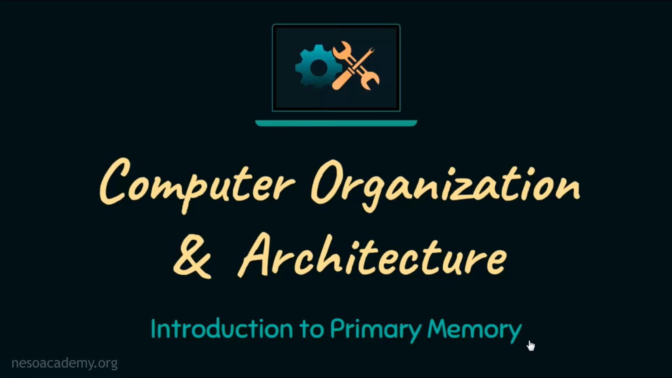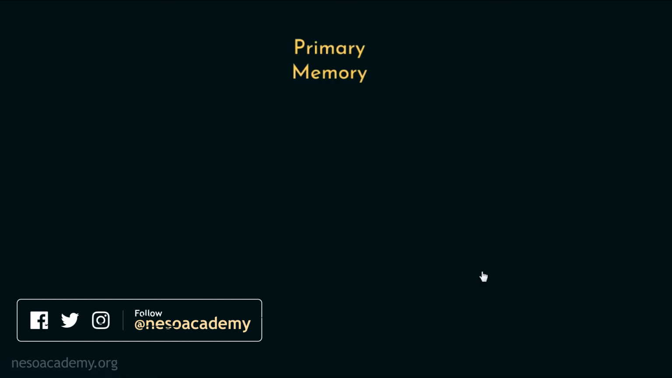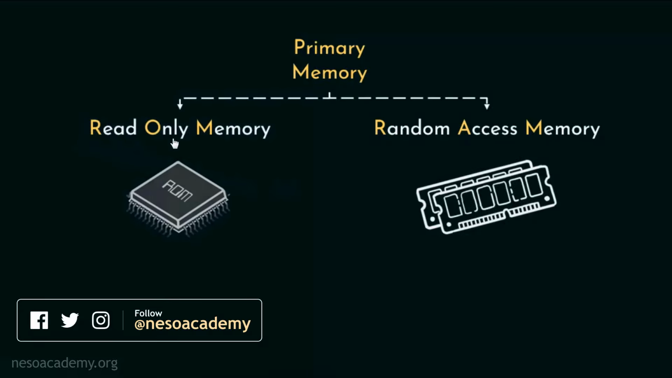Now during our previous sessions, specifically during the discussions of various cache memory mapping techniques, we referred to the primary memory on several encounters. But in reality, we had been referring to a specific type of primary memory, that is, the random access memory. Apart from this, there is another type of primary memory, that is, the read-only memory.